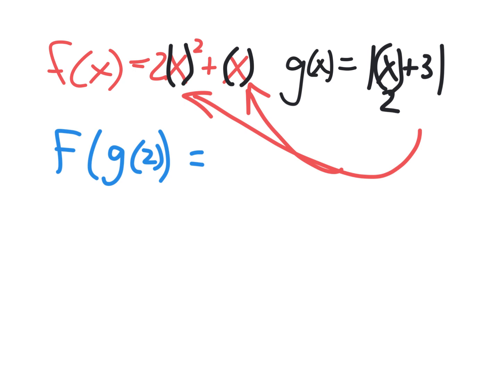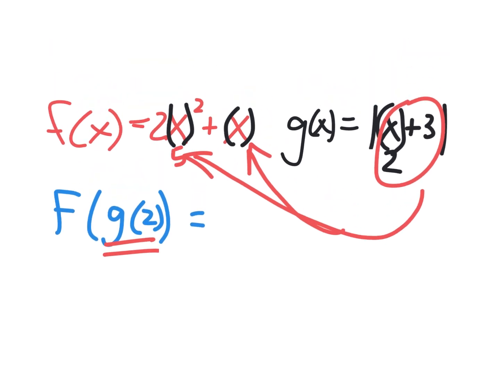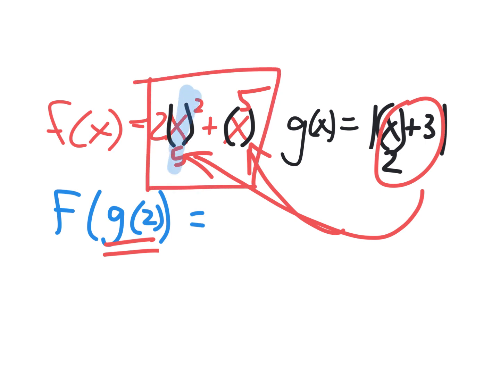Okay, let's see how many people had this one right. G of 2, when you did that, was you stuck a 2 in here, and you should have got 5, and then it's the absolute value of 5, which is just 5. And then that 5 goes over here, and you end up with 5 squared first. Notice, power rules, you have to follow the rules. Powers are first. 25 times 2 is 50, plus 5 is 55. Who had 55? Awesome.